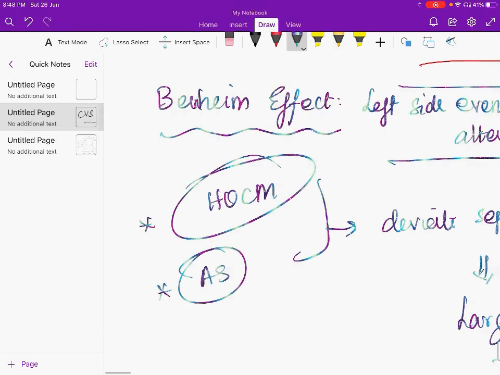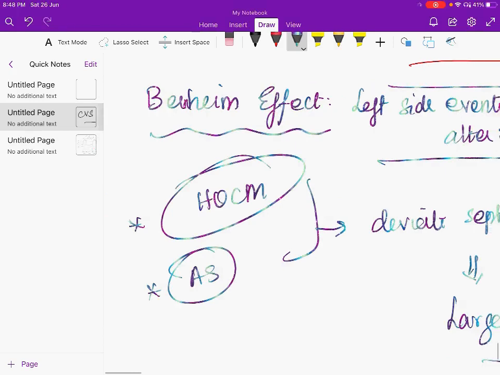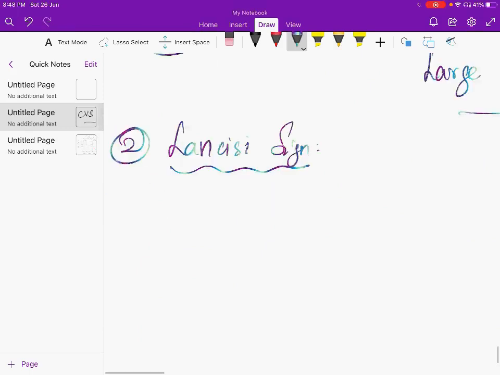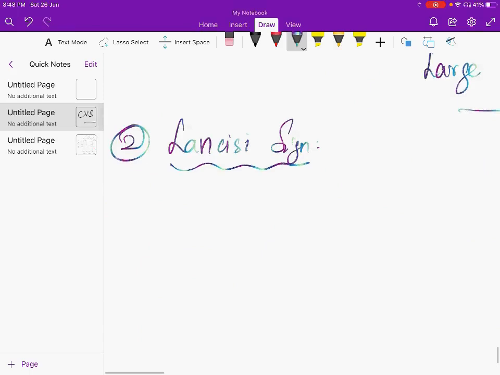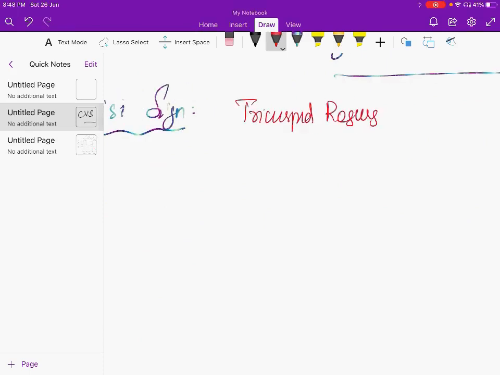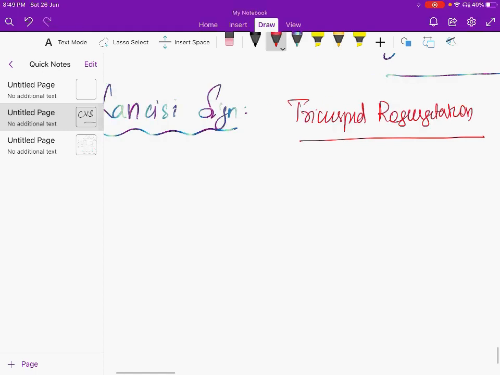So then, what is Lancisi sign? What is Lancisi sign of JVP? Yeah, CV. This is seen in tricuspid regurgitation. Actually, students, you are answering very well, but your answer is a bit incomplete. So this is what makes the difference between a medal winner and a normal exam-going student. Your answer should be complete.